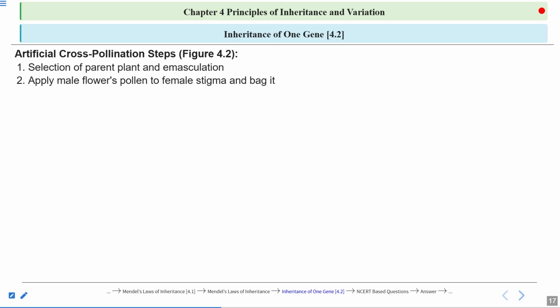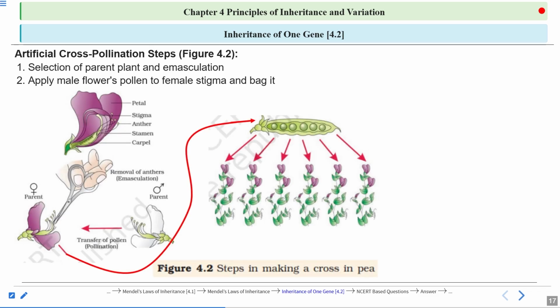Mendel wanted cross-pollination. Then he applied the pollen from the male flower to the stigma of the female flower, which he made by emasculation, and then bagged it so as to avoid contamination with pollen from any other plant. That's why it is known as artificial cross-pollination.